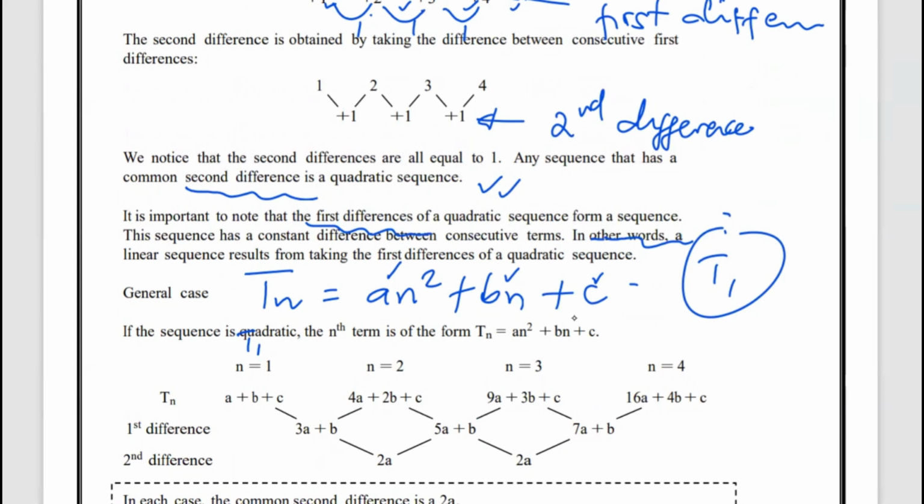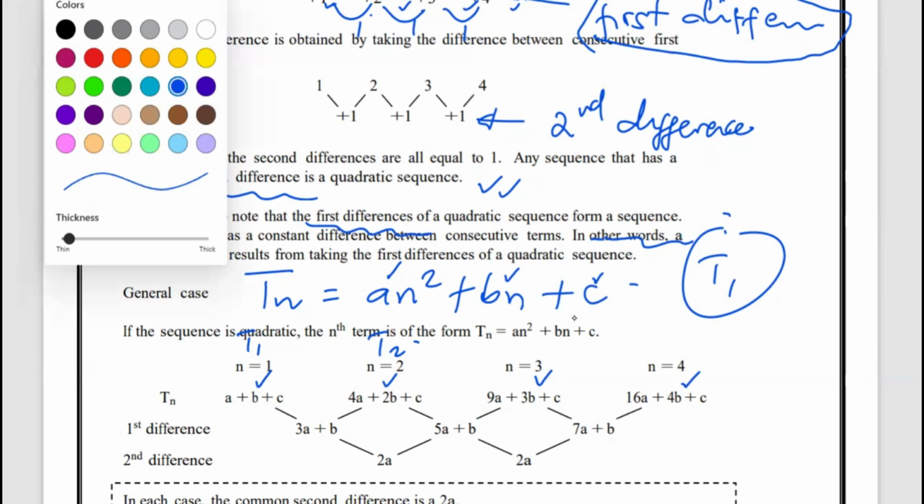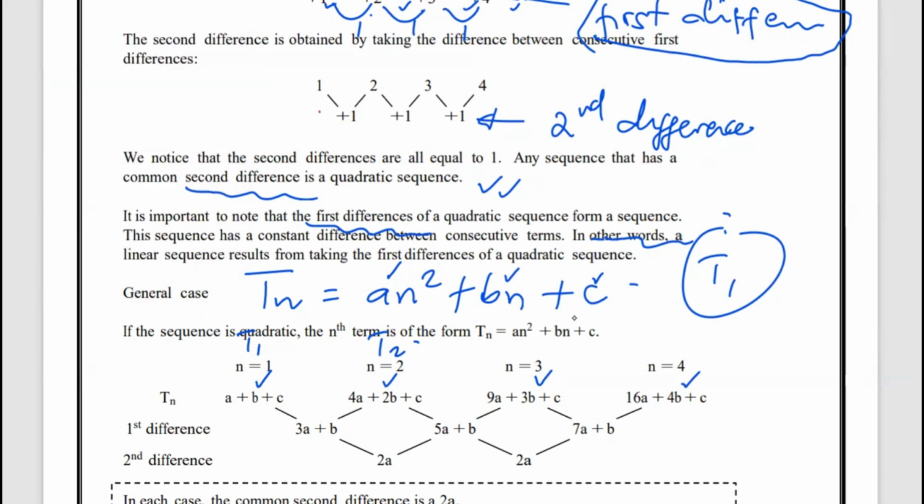Then if n is 2 for the second term, that's going to be 2 squared, which is 4, that's 4a, and then 2 times b is 2b plus c. So this is our T2. Same thing with T3, same thing with T4. Then let's try to extract what we call the first differences. With the first difference, 4a minus a is going to give us 3a, and 2b minus b is going to give us just b. The c's will cancel out.